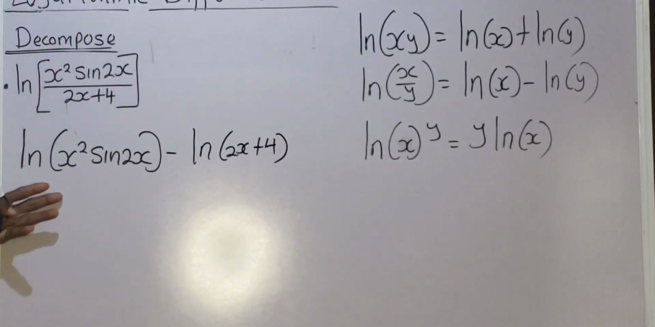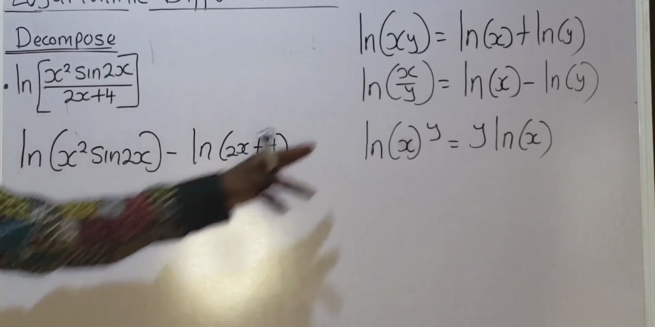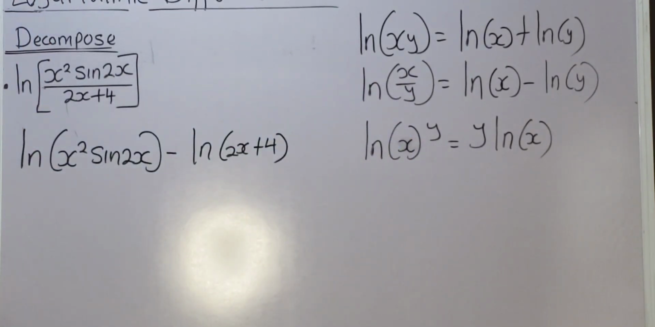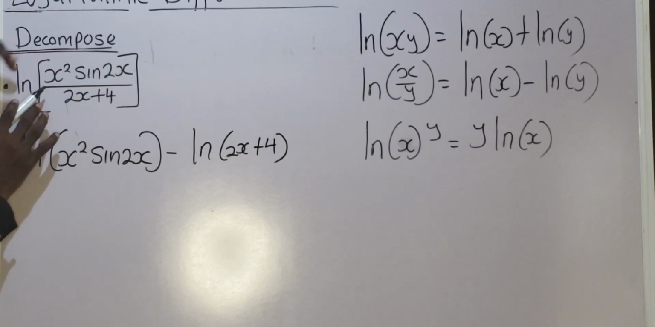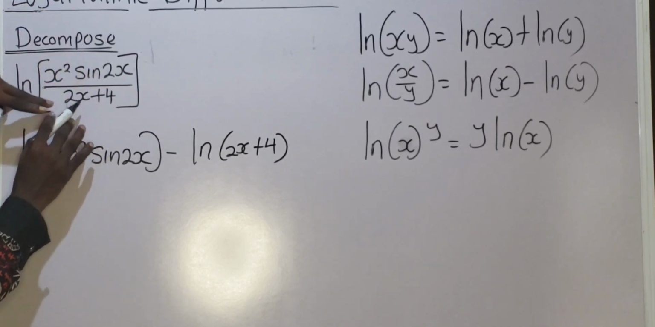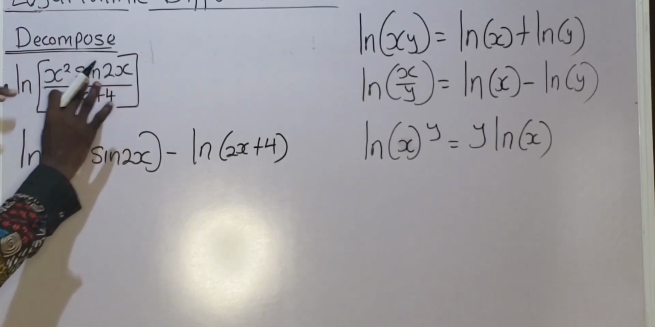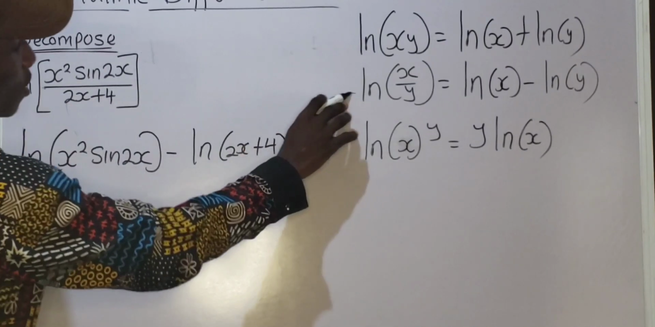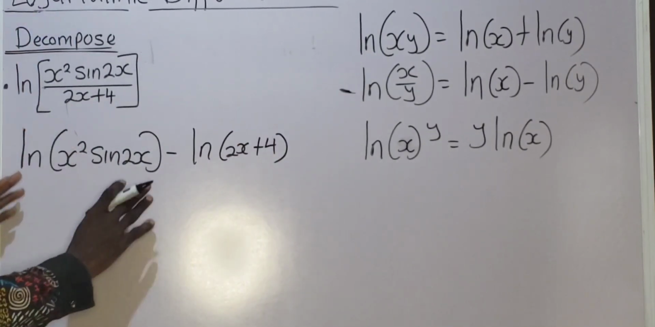Please, do you understand how I got this? According to this law, the natural log of a quotient is the difference between the natural logs. So for this, this is a quotient: 2x plus 4 is dividing x squared sine 2x. So I express this using the second law that I have here. I express it as this.